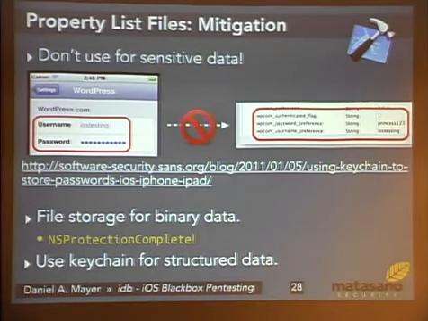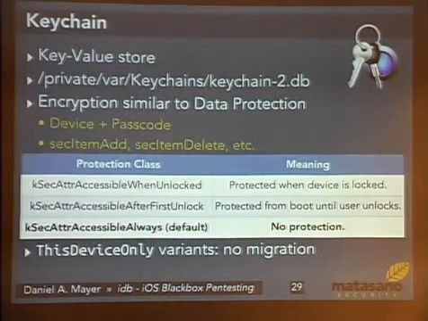Instead, if you have binary data, you just store it on the file system. But usually plist files hold some sort of structure, dictionaries, arrays, and things like that, so you can use the keychain for that. The OS keychain is not really a key-value store, it's more like a store for structured data, so you can also store more complex structures. And it just lives on the file system in a file, which is a SQLite database.